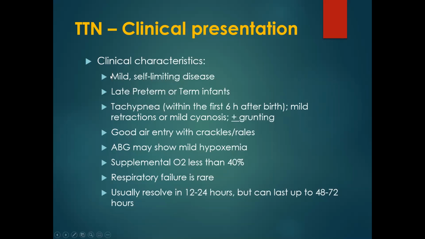That's why I said some of them may present with mild cyanosis and may need extra oxygen. Okay, it's a mild self-limiting disease. It's often seen in term babies or in late preterm. As I've said earlier, in the preterm ones you often think of pulmonary immaturity as opposed to TTN, although TTN can complicate pulmonary lung disease.